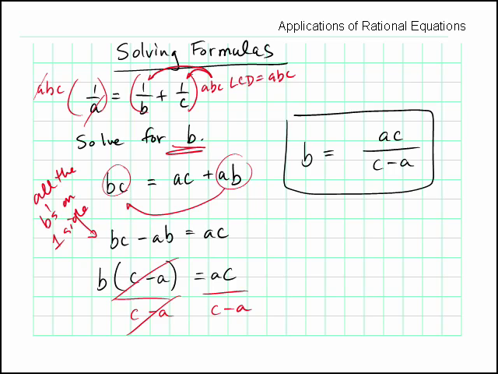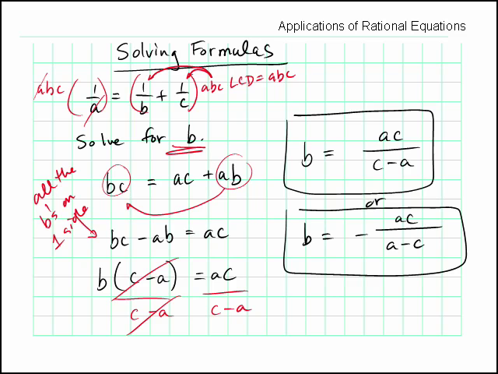If you factor a negative 1 out of the denominator, remember if you factor a negative 1 out of c minus a, it just reverses the order there. And the negative sign there is right in front here. This is also an acceptable answer. Okay, depending on how you solve the equation, you could get either one, and both are acceptable. Let's try another one similar to this.